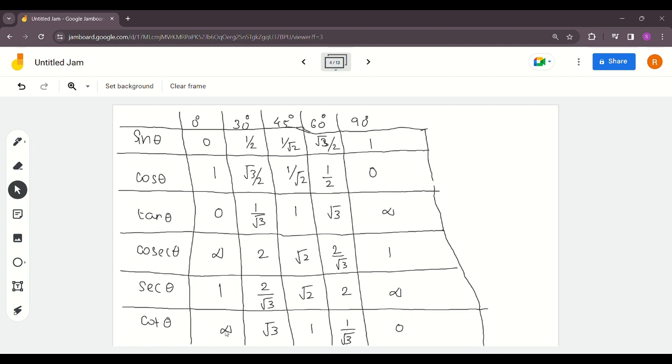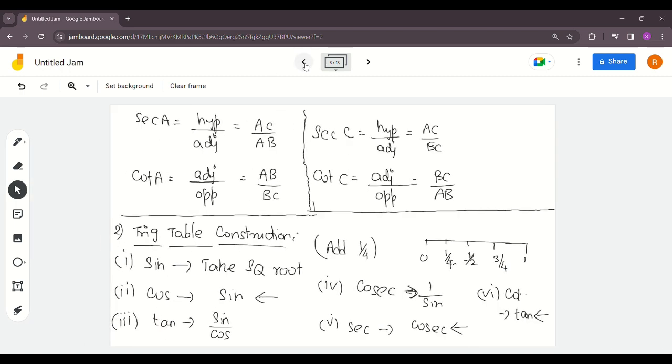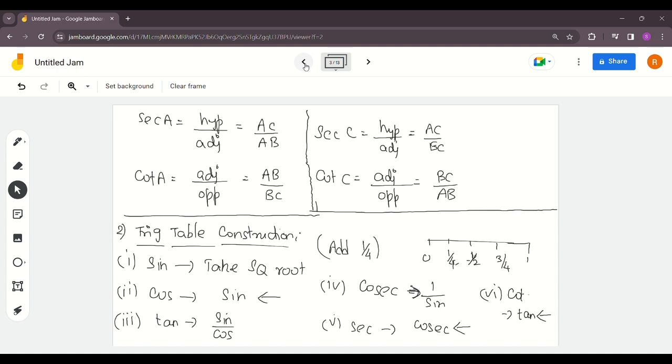Similarly, cot is nothing but the reciprocal of tan. If you take the reciprocal, infinity, root 3, 1, 1 by root 3 and 0. So the same values will be coming. So using this shortcut technique, practice this very well. I think that if you guys practice it every day, then before your exam, it will be very, very helpful for you guys to master the trigonometric table, which will be really helpful for you even in your higher classes also.